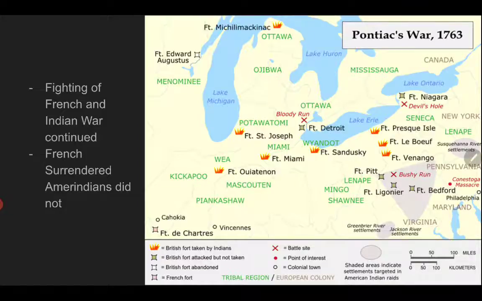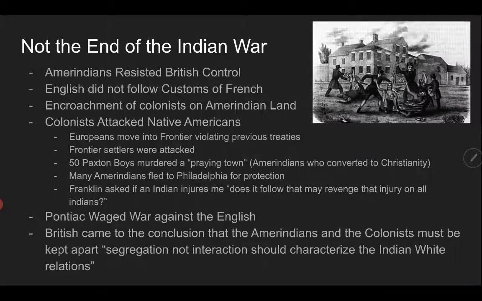And when they continue fighting, this is called Pontiac's War, and it just kind of continues and rolls into the next period. And so Amerindians are going to resist British control. They don't like the British because the British are not fair to them. They violate their treaties. They get attacked by the frontiersmen. One of them is the Paxton Boys, who basically, when the English come into their lands, just burn down anyone that they think is Native American. They don't care if there's an alliance. And so Pontiac's War continues against the English.